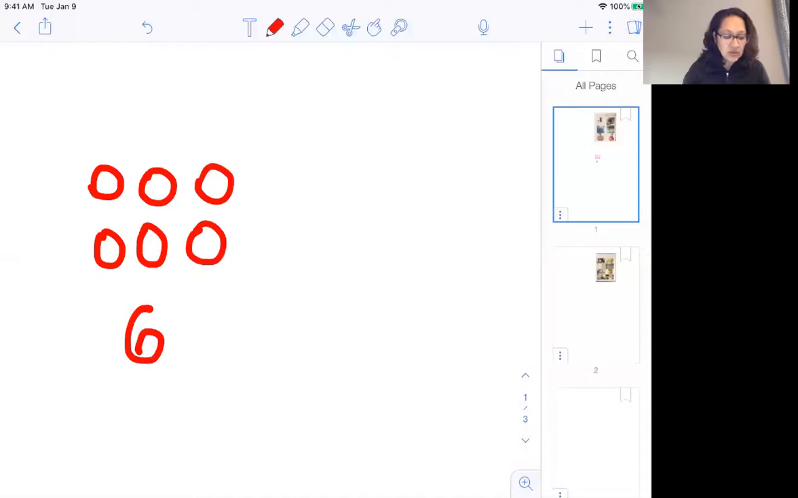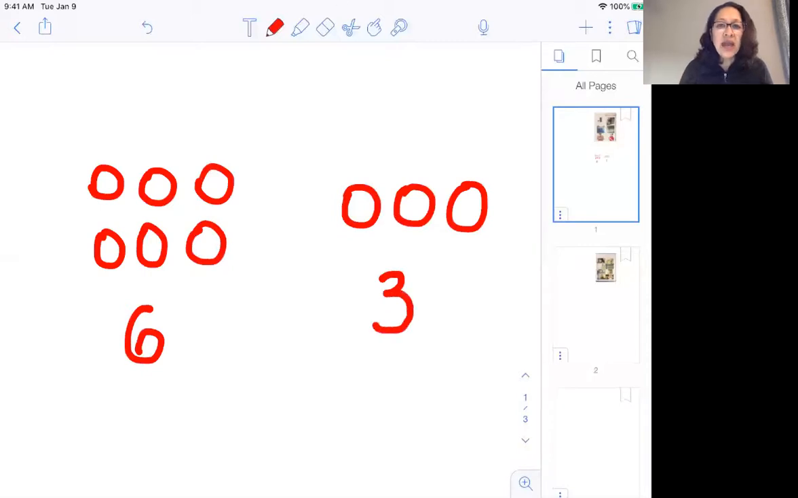And now I'm going to draw some circles over here. How many circles are there? 1, 2, 3. So there are 3 circles. So which is more? Is 6 more than 3, or is 3 more than 6? Okay, I think I heard you saying 6, right? 6 is more. Very good.